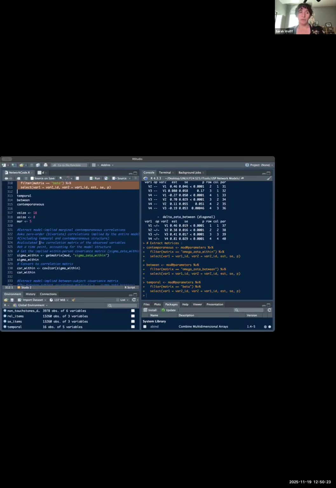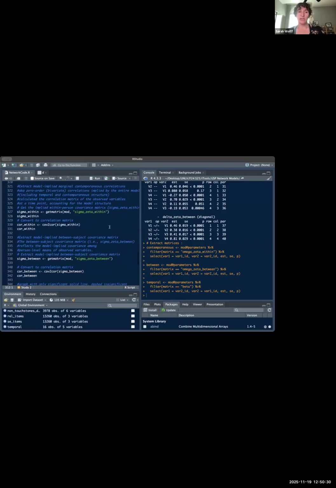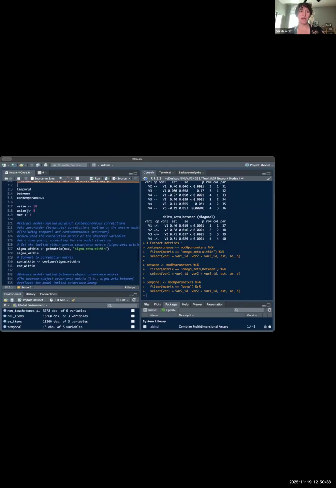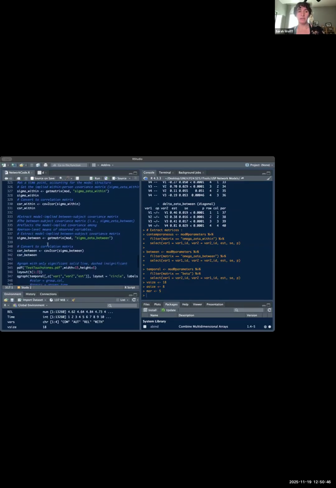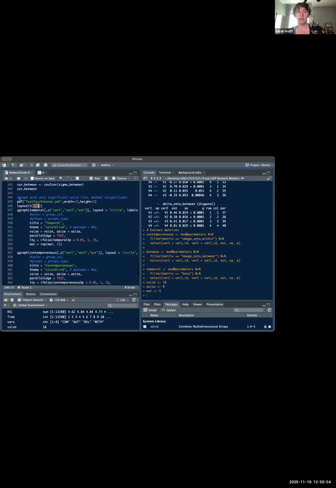And then I'm going to move down here to, if you want to extract marginal contemporaneous correlations or between-subject covariance matrices, that's what this code does. I'm going to skip down here to our graphing. And to graph, I'm going to set these sizes and margins and things to graph my PDF. So it's going to give us a layout where we have all three next to each other, and it's using QGraph, and so that's why we've loaded QGraph in here.